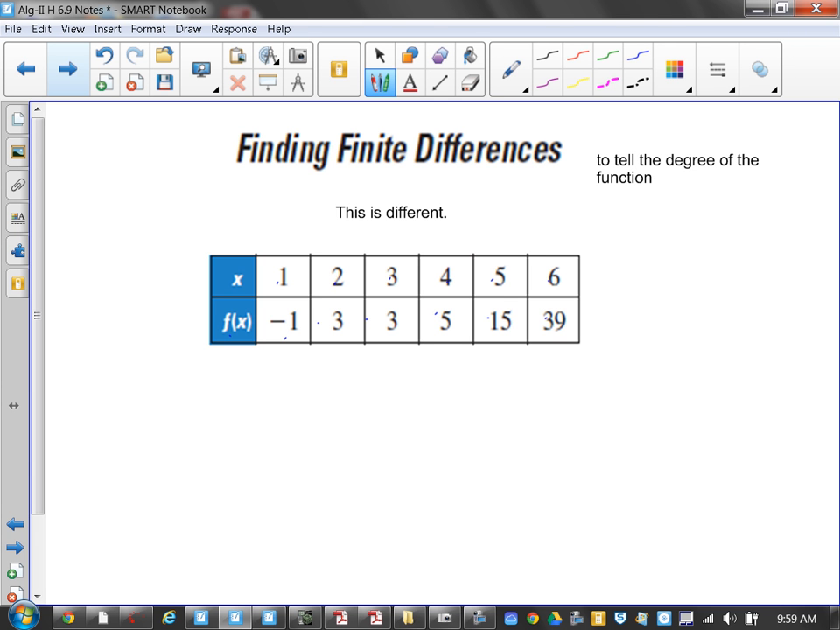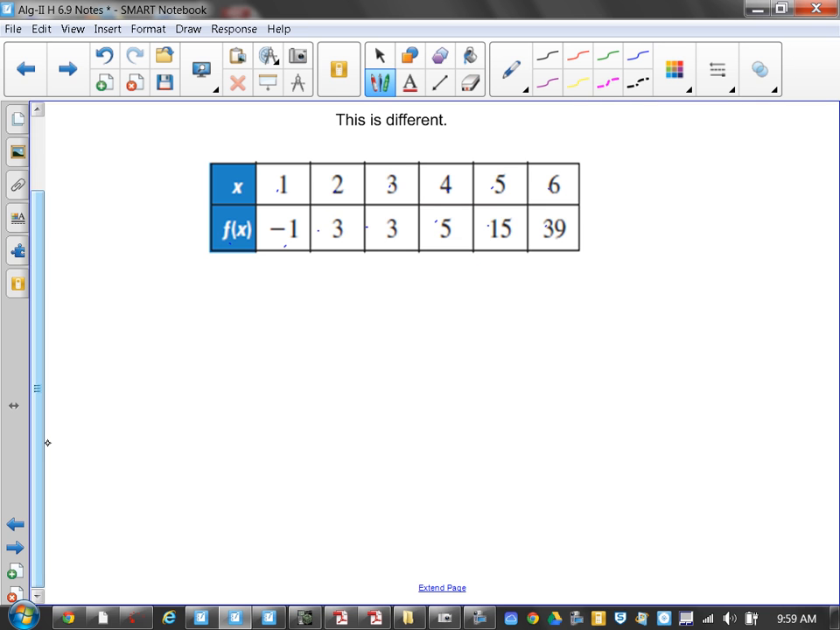So here's what we do. We list out these f of x values: -1, 3, 3, 5, 15, and 39. And we're going to find the differences between each of those sets, going right to left, and we write it below. What's 3 minus negative 1? 4. What's 3 minus 3? 0, 2, 2, 10, 14, 24.